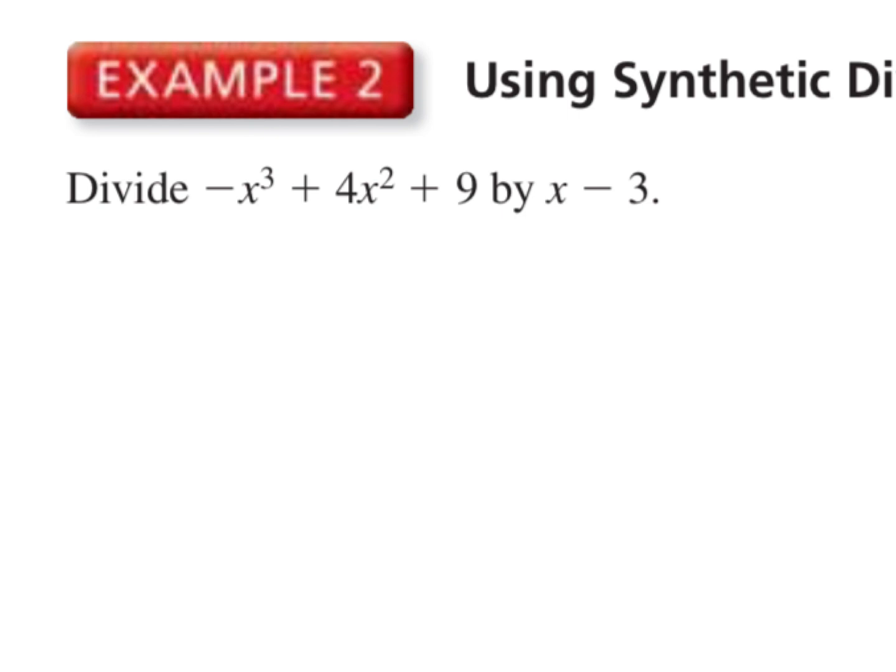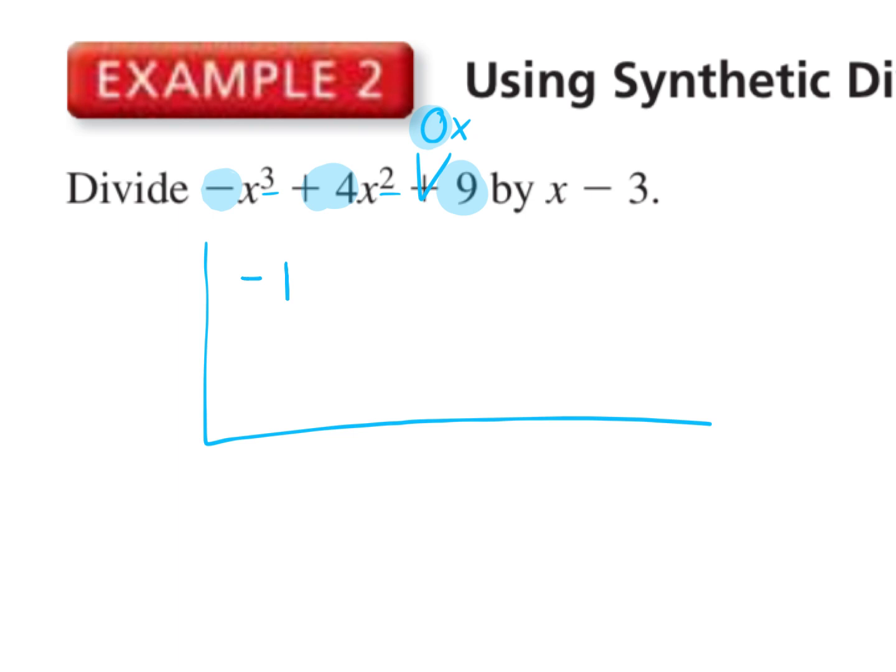Looking at example 2, same thing as yesterday, we can't skip any terms. If I start with x to the third power, I need x squared. Am I missing anything? Just x. So what am I going to put here? 0x. I'm going to draw this little box here, and inside the box, I put the coefficients of all of my terms. So inside the box, I have -1, 4, 0, and 9. No x's go in the box, just the coefficients.